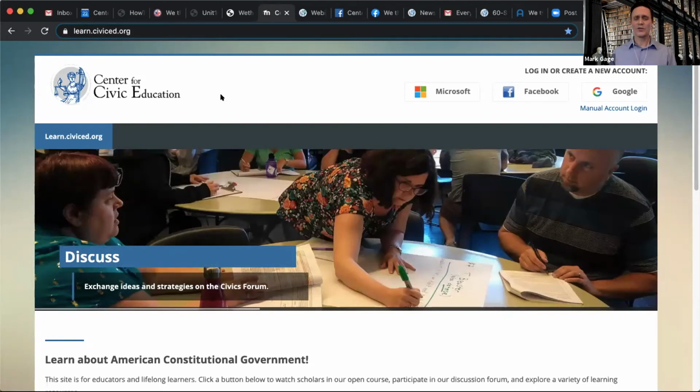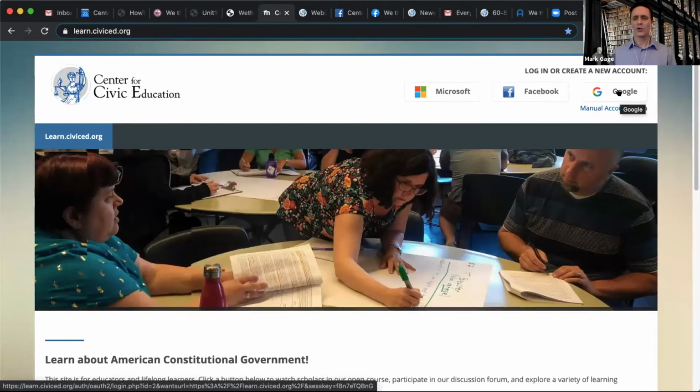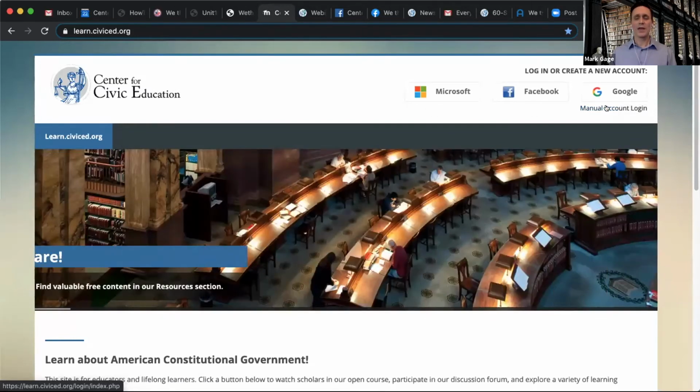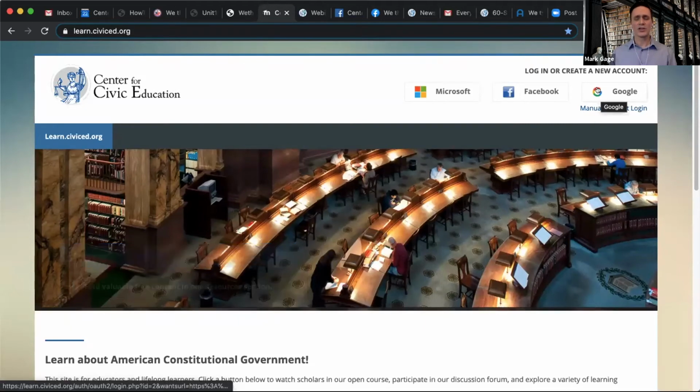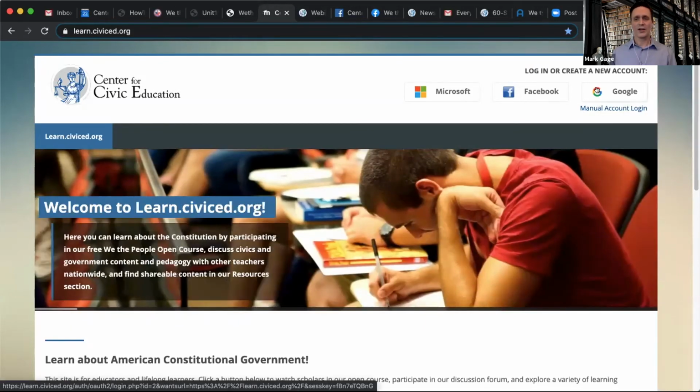Now, the first thing you do is you create an account. You can do that by logging in with Microsoft, Facebook, or Google, or you can create a manual account. So in other words, log into your Microsoft, Facebook, or Google account, and then you don't have to remember the password again. Every time you come here, you just do what I'm about to do and log in with Google.